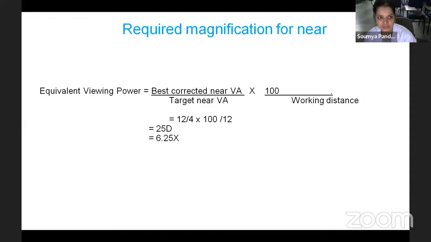And this is the required magnification for near. We have used the formula equivalent viewing power. Here, the formula is best corrected near visual acuity divided by target near visual acuity, 100 into working distance. So here the patient's near visual acuity is N12 and the target visual acuity is N8. So we fix a 3-line result, that is N4, and the working reading distance is 12 centimeters, which gives us 6.25x magnification for near work.